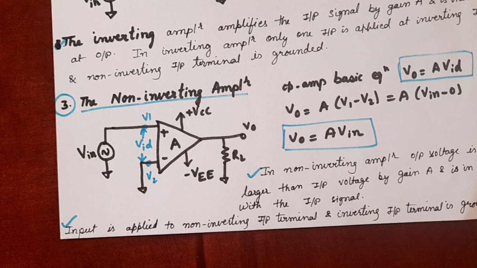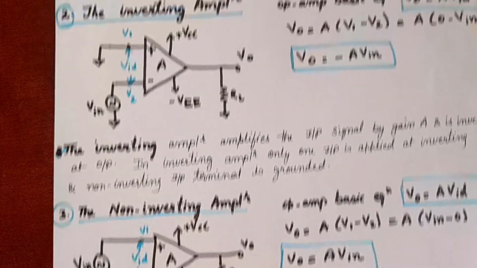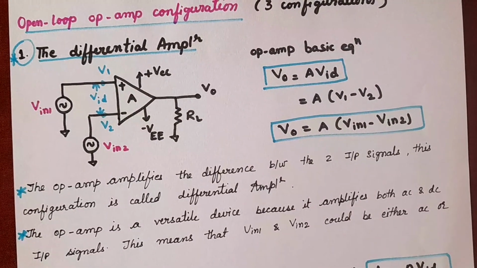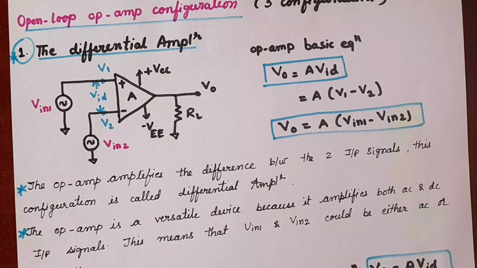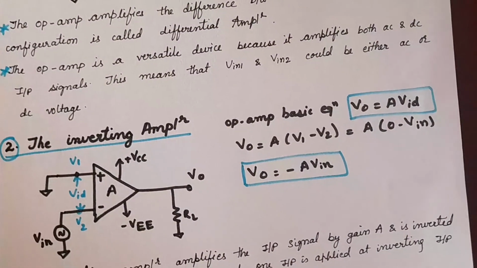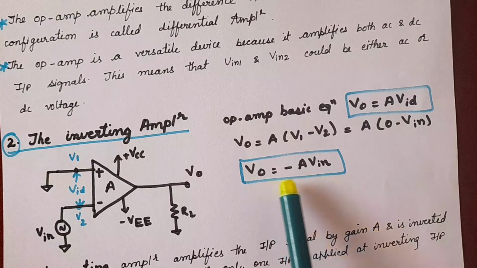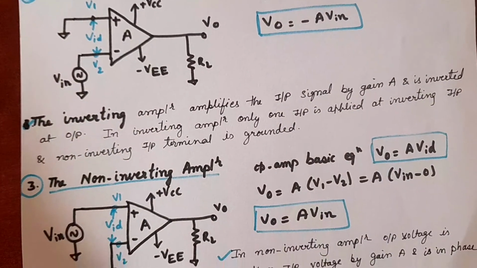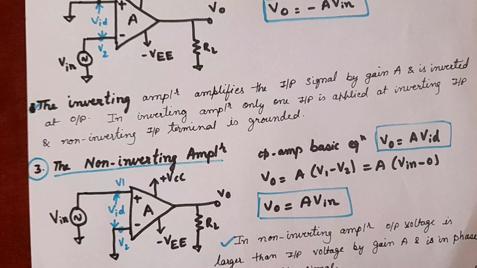I hope the class is clear. In this class, you have understood the three open loop configurations: differential amplifier, V0 is equal to A times (Vin1 minus Vin2); inverting amplifier, output voltage V0 is equal to minus A times Vin; non-inverting amplifier, where V0 is equal to A times Vin.